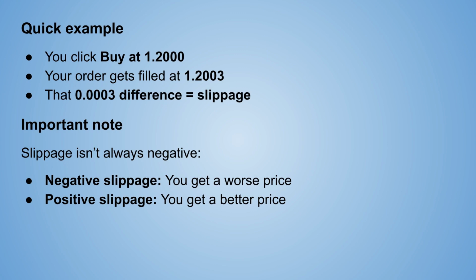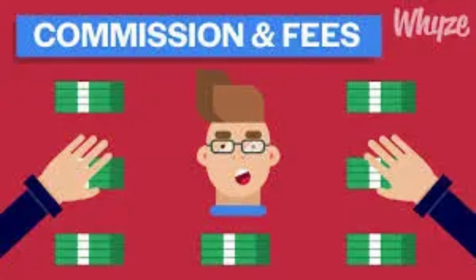It's important to note that slippage isn't always negative. Negative slippage means you get a worse price than expected, but positive slippage means you get a better price than expected.